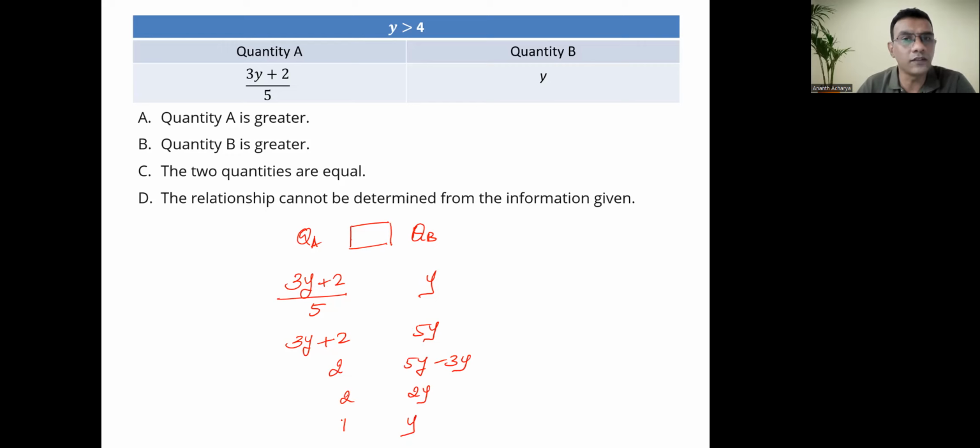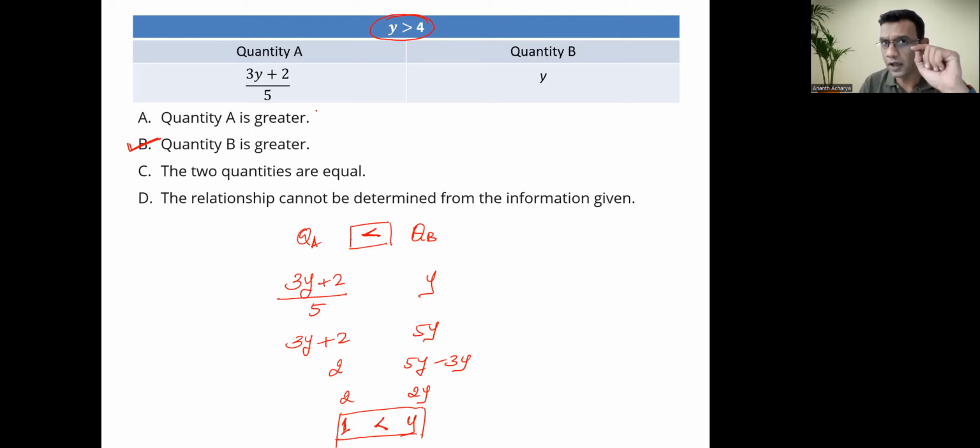Now, I need to compare. So what does it mean? It means that I need to now compare 1 and the value y. Okay? Now, do we know the condition? The condition says that y is greater than 4. So if y is greater than 4, isn't y going to be always greater than 1? Yes. So when I have to compare 1 and y, I can always say that 1 is definitely going to be less than y. So if the less than sign has to come in this space, then the less than sign has to come even in the original space, which means now I can say that the quantity B is greater than quantity A.